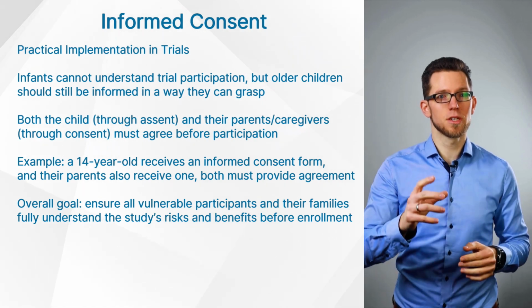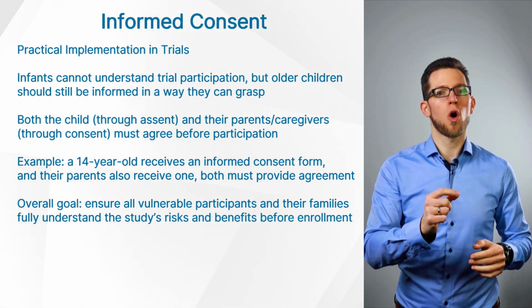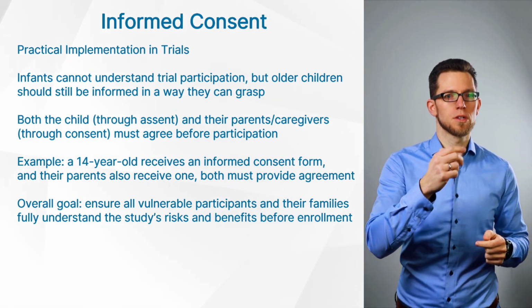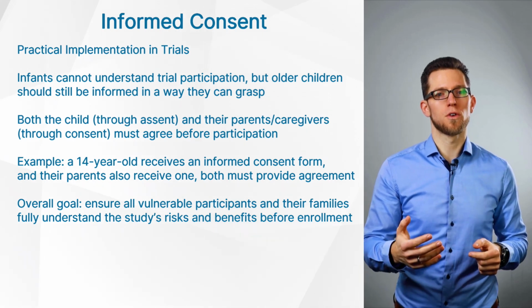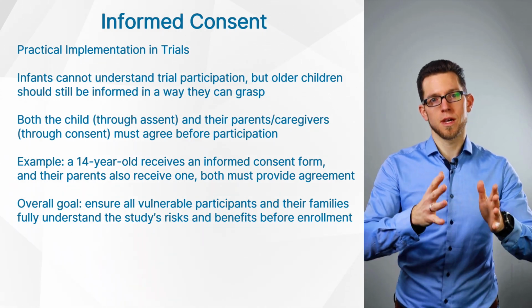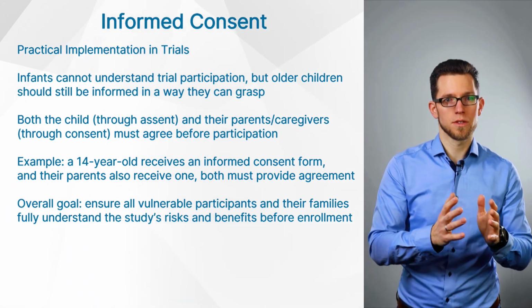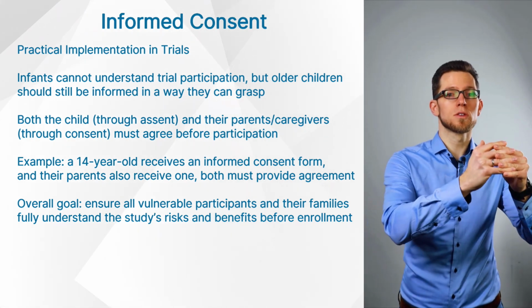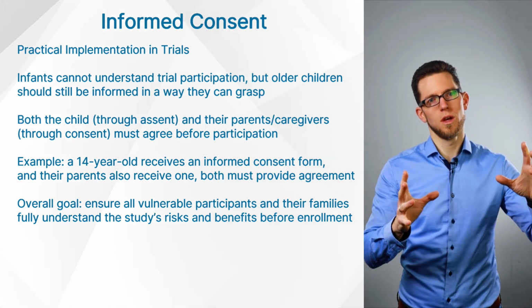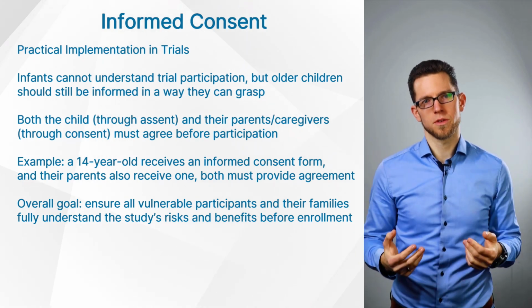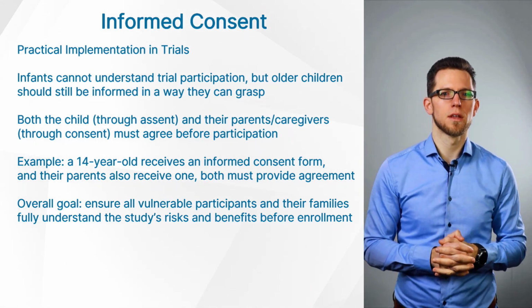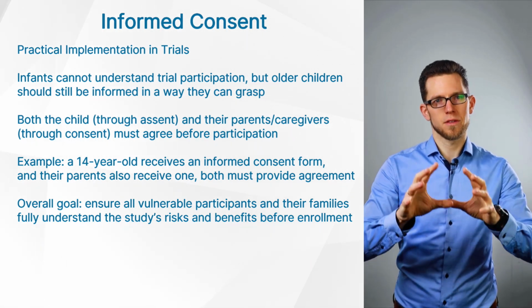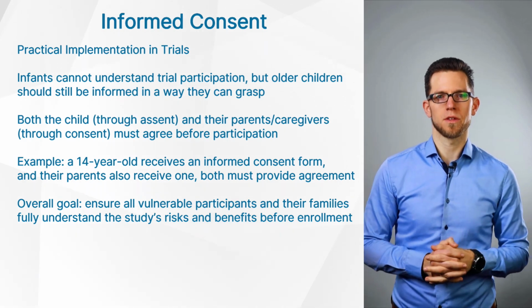Now, in addition to children, also their primary caregivers, usually their parents, need to be informed. So when you enroll, for example, a 14-year-old teen into the study, the teenager will get an informed consent and his or her parents will too. So overall, you have then 2 informed consent forms and then enroll the patients after this discussion around the risks and benefit of the study.